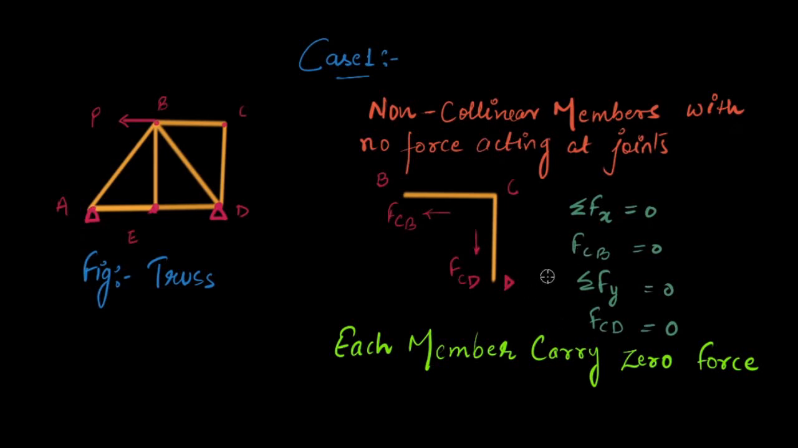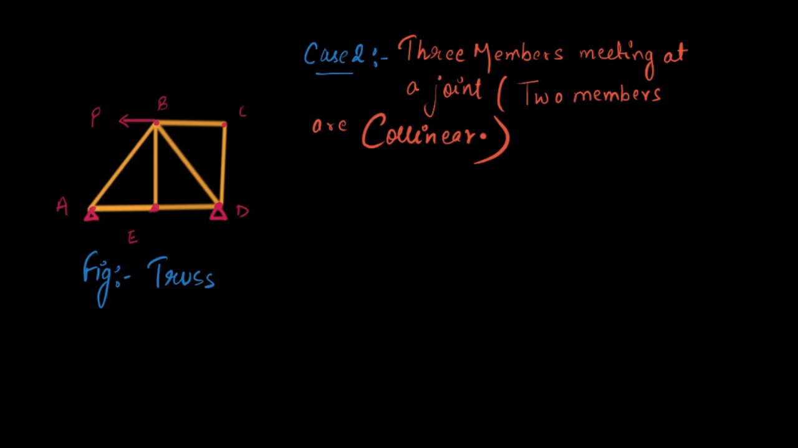So now you can see that the force in the member BC is equal to 0 and the force in the member CD is also equal to 0, if there is no force acting at the joint C. This is true for every pair of non-collinear members. When non-collinear members are joined with a pin joint, each member will carry 0 force. Now let us talk about case 2.